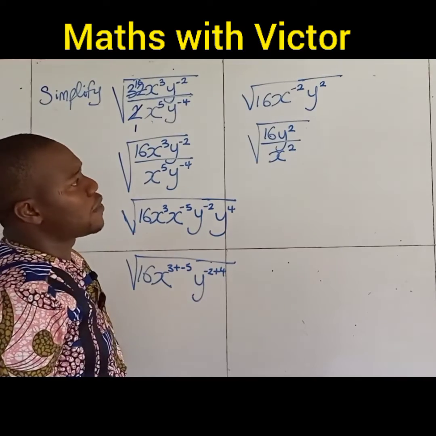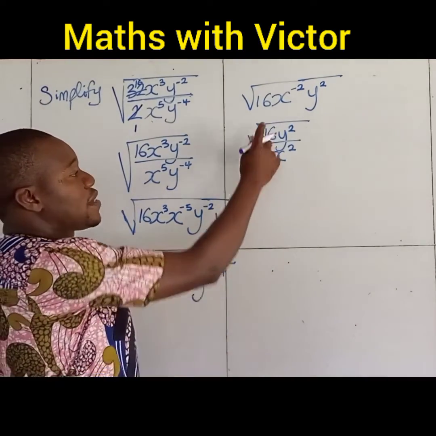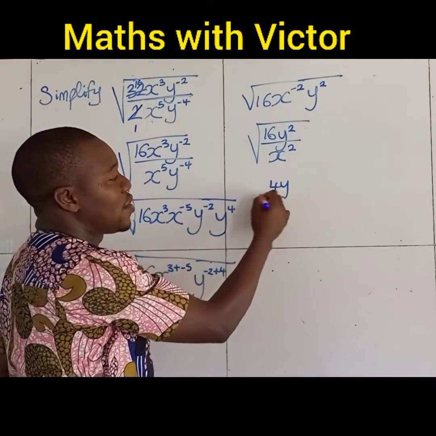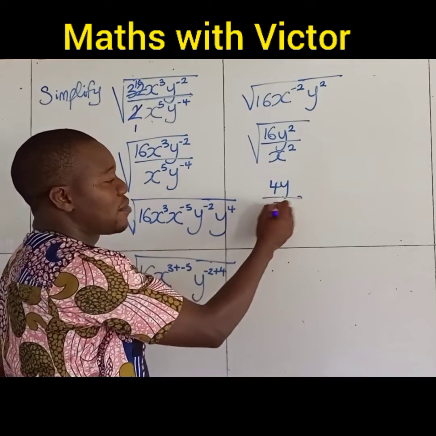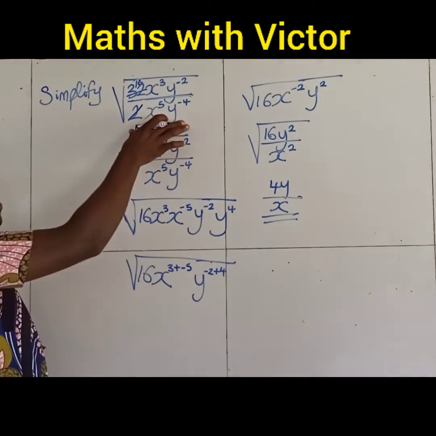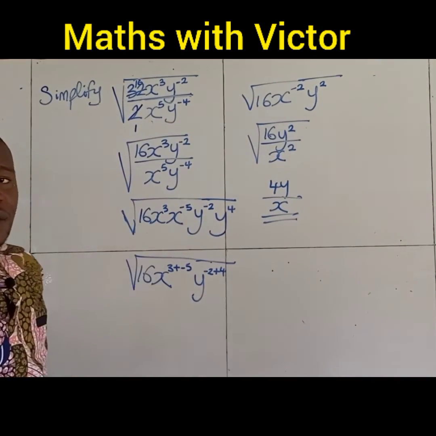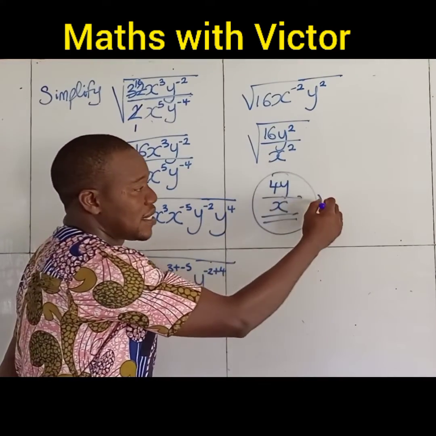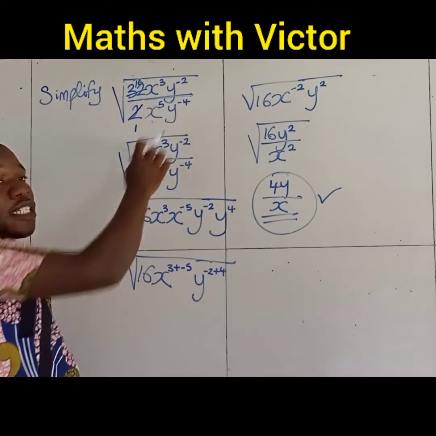So we can find the square root of all the quantities here. Square root of 16 gives me 4. Square root of y squared gives me y, over square root of x squared, which gives me x. This is the final answer. That means we can simplify this expression by applying the knowledge of the laws of indices, and at the end of the day, this is the simplest form of this expression.